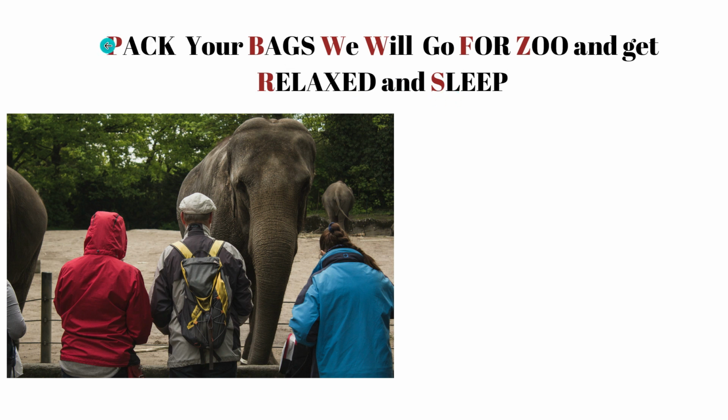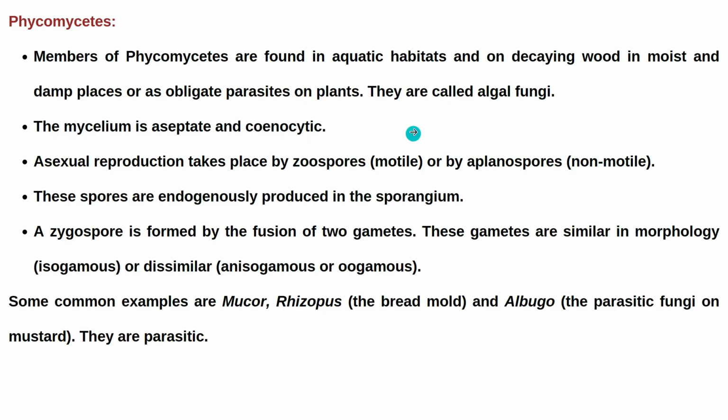P, parasite, it is a parasitic fungi. B, grows on bread, rhizopus, and it is aquatic fungi, W for water, and it is recognized as food spoilage, F. It reproduces via zoospore, Z. Get relaxed, example rhizopus, and here S stands for sporangium.